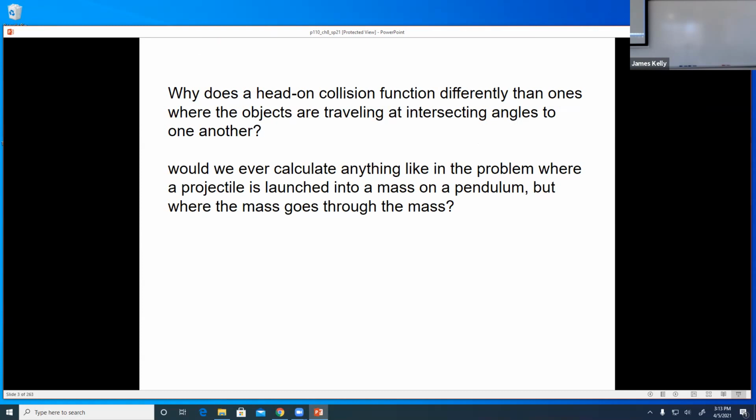Would we ever calculate something like the problem where a projectile is launched into a mass on a pendulum where the projectile goes through the mass? I assume that means it's kind of like the ballistic pendulum, but it makes it all the way through and blasts out the backside. If someone who's looked at all the homework, is there a problem in the homework? I have a vague memory of something being shot through a block. Is that in the homework?